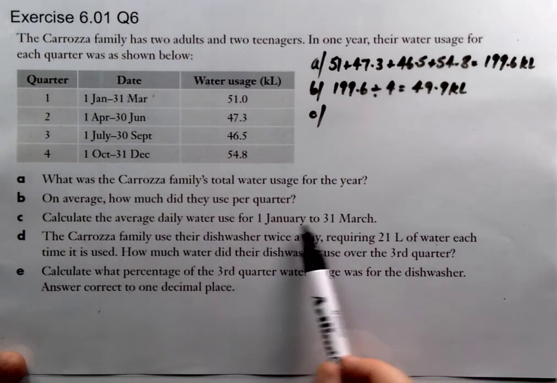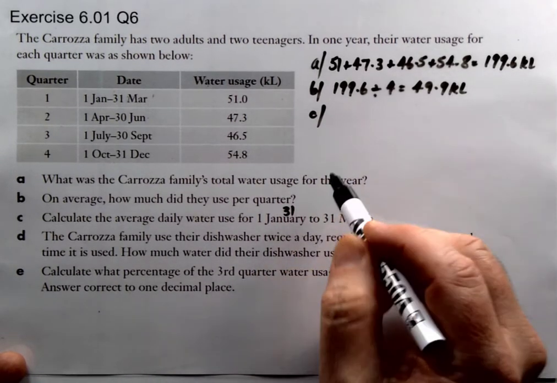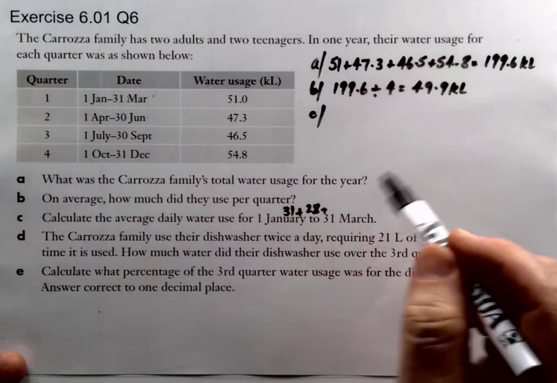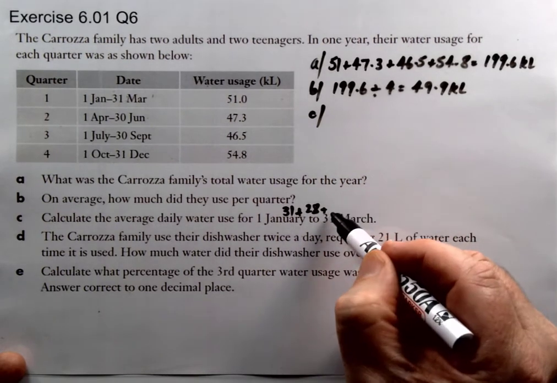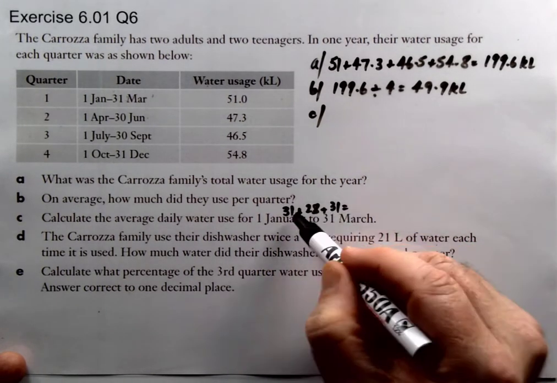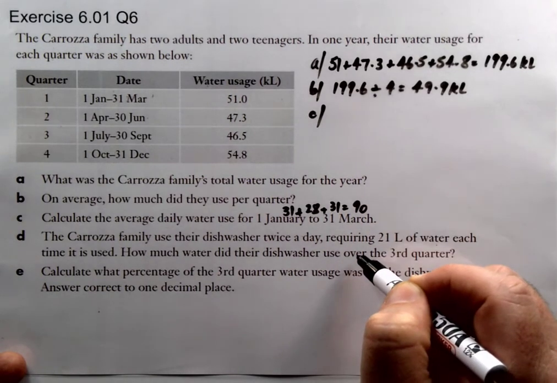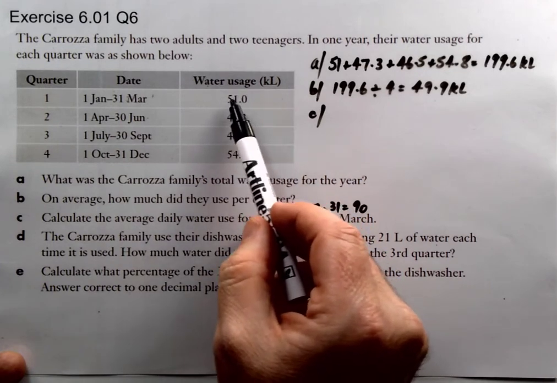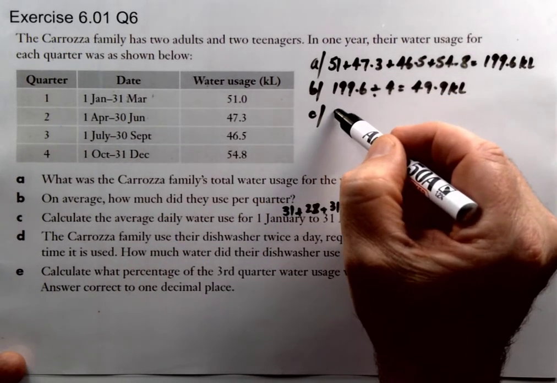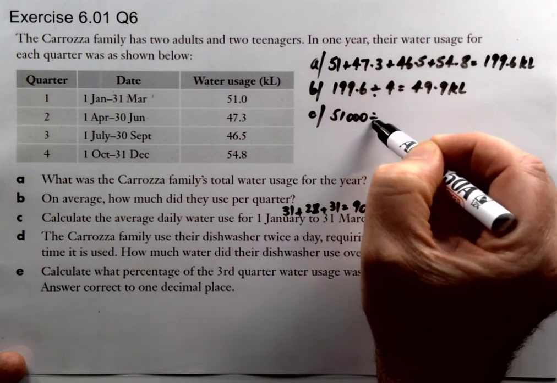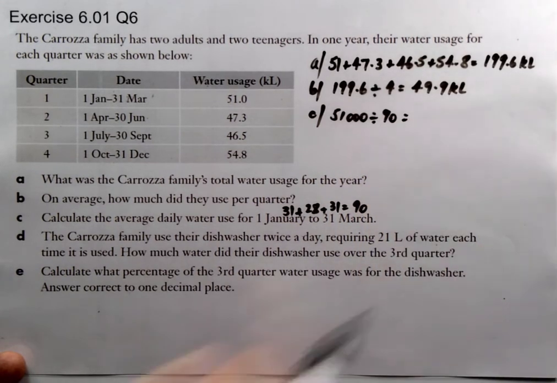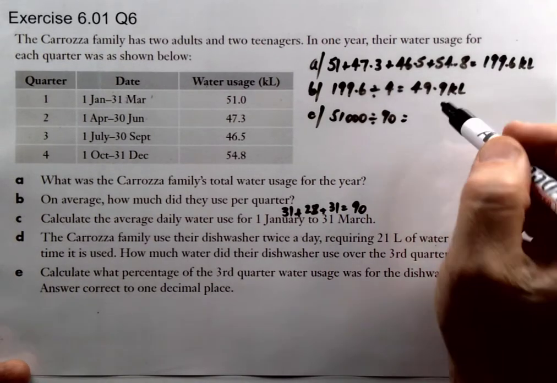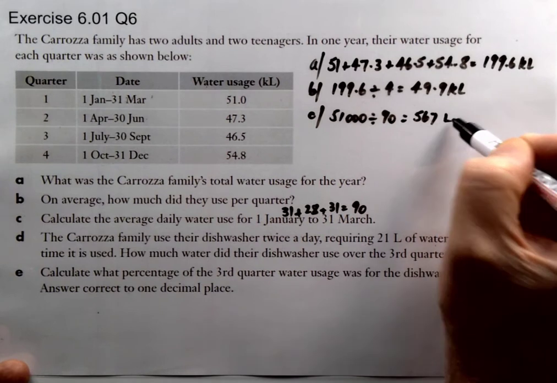Part C, calculate the average daily water use for 1st of January to 31st of March. So we need to work out the number of days. So there's 31 days in January. We'll assume 28 in February. They haven't said it's a leap year, so 28 occurs more than 29. And the 31 days of March. So adding that up, we'll get 90 days. We simply take the amount of water that they use, okay, so the 51 kilolitres or 51,000 litres, divide it by the number of days to get our average daily usage. That's going to be 567 litres to the nearest litre.